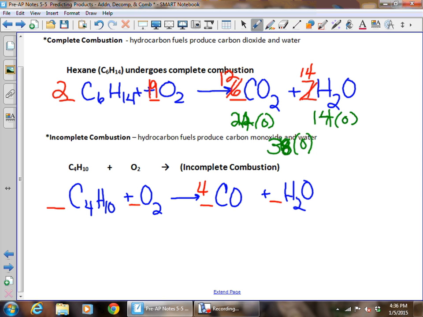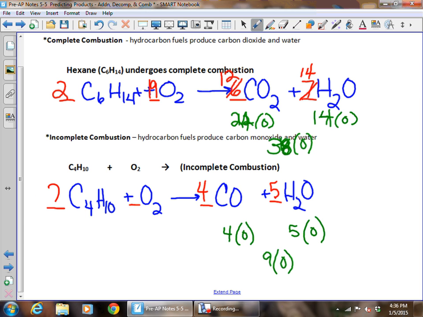Looks like we need 4 carbons here. And looks like since we have 10 hydrogens on the left, if we put a 5 in front of the water, we'll have 10 hydrogens on this side. So now we start adding up our oxygens. We've got 4 oxygens here, 5 oxygens here, and that gives us a total of 9 oxygens. So what are we going to have to do in this case? Yes, we're going to have to double everything except the oxygen on the left-hand side.